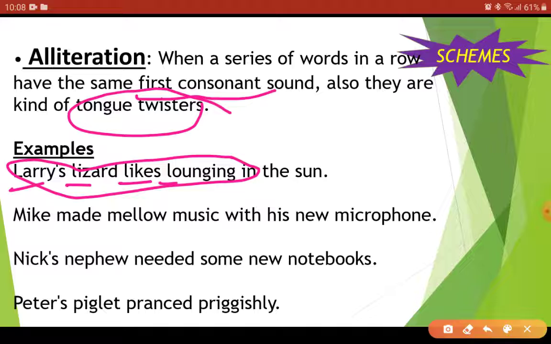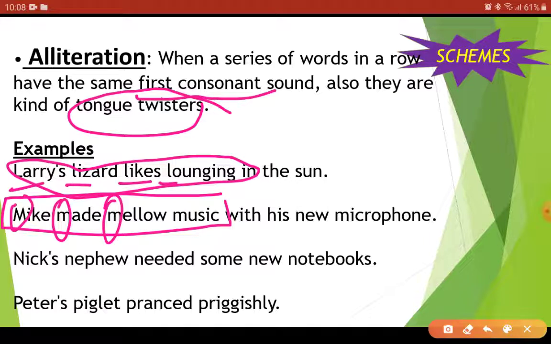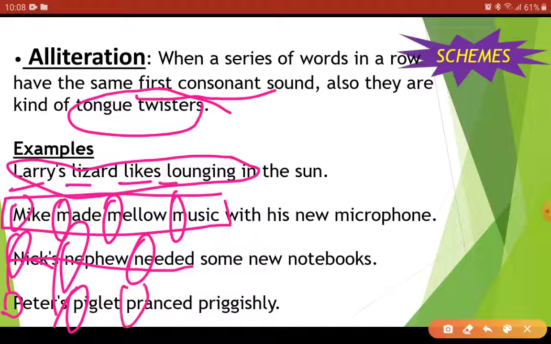Let's read some more examples of the same. Milkmaid mellow music with a new microphone. You can see the four words coming continuously, and the first letter of each, M, is repeating here. Okay, in the next example, Nick's nephew needed, N is repeating here. Peter's piglets pranced priggishly. The very first letter in all these examples is repeating continuously: four times in four words, three times in three words, and in the last example it is repeating three times, so this will come into this category.